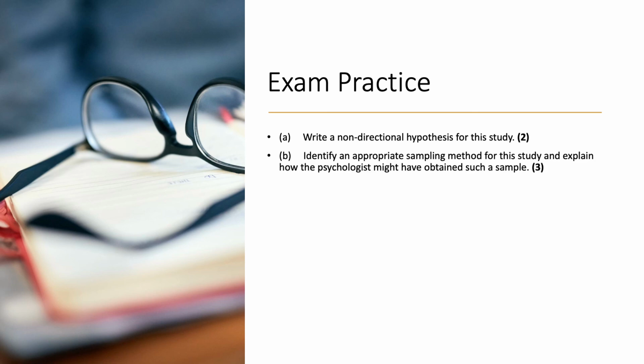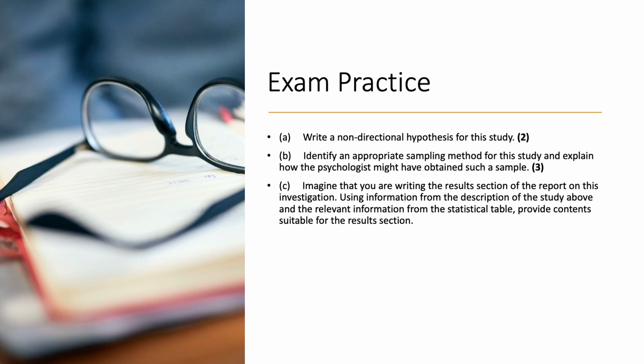Number 2 asks you to identify an appropriate sampling method for this study and explain how the psychologist might have obtained such a sample. So this is a fairly straightforward question also. It doesn't really matter which sampling technique you use. You can use volunteer, opportunity, whatever, but just make sure you describe it accurately and relate it to this specific scenario. Tell me specifically how the psychologist is going to obtain that sample, because it's a 3-mark question, so it has to be specific.